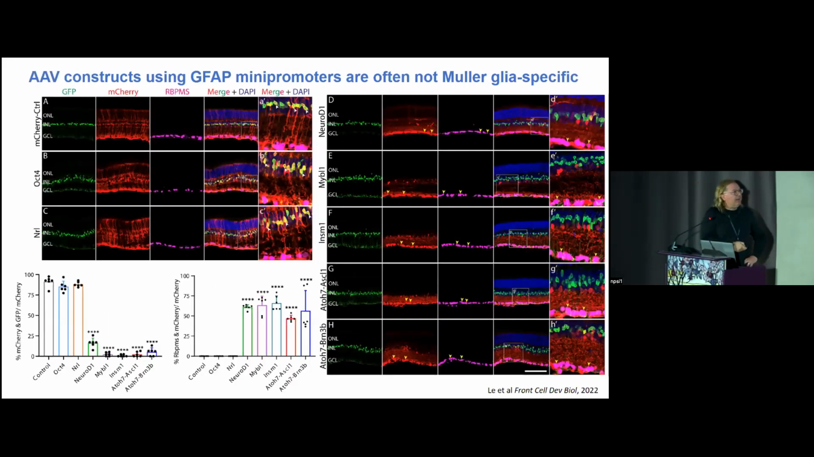What we see is that the control vectors work fine, and so do a few of the other factors that we tested, notably OCT4. But basically every other factor shut off in glia and then switched on in intraretinal neurons, bipolars and amacrines. So if we'd been doing this without a lineage analysis, we would have concluded that we were converting glia to neurons. And in fact, we were doing nothing of the sort.